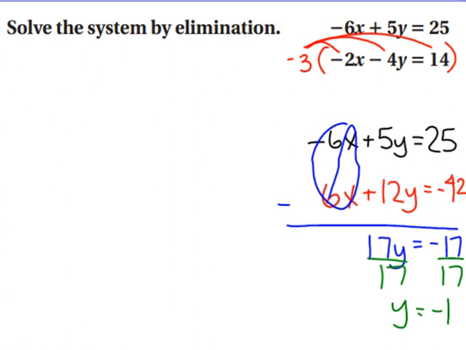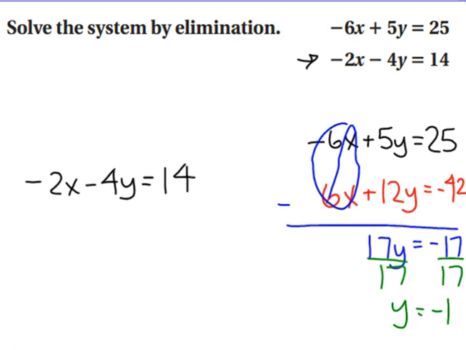All right, to get the x value, I need to go back to one of the two original equations. So this time I'll use this equation again. I'm just looking at whatever coefficients are smaller. That one looks like it might be a little easier to work with. So negative 2x minus 4y equals 14. Substitute in a negative 1 in place of y.